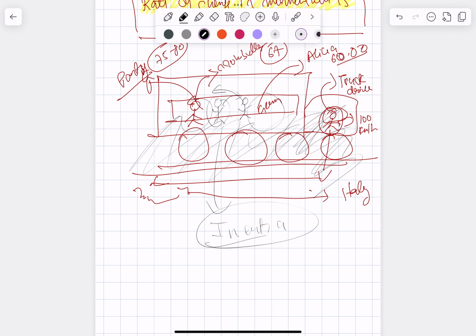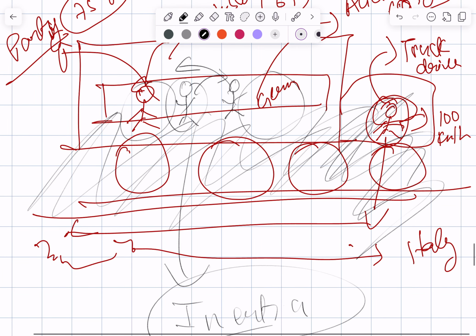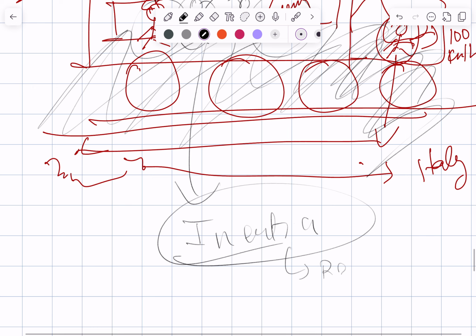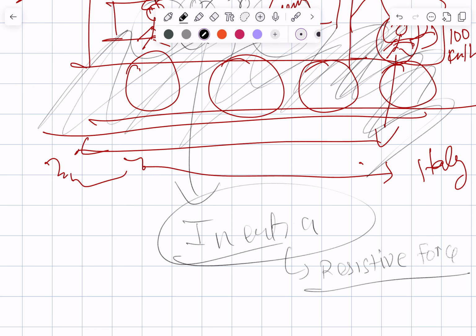What is inertia? A resistive force. This is inertia, an experience which you feel after a force is applied in the opposite direction.